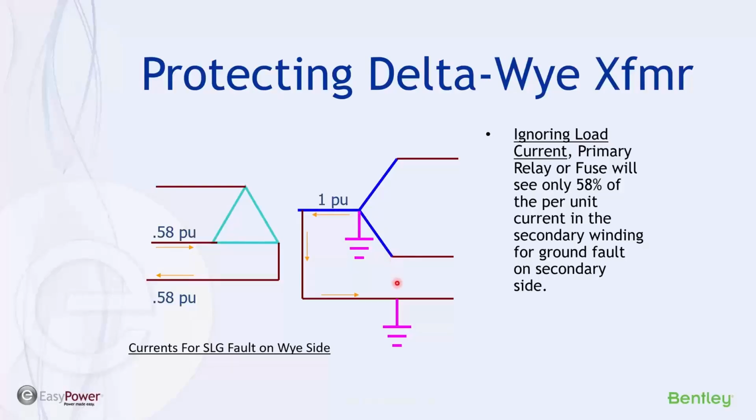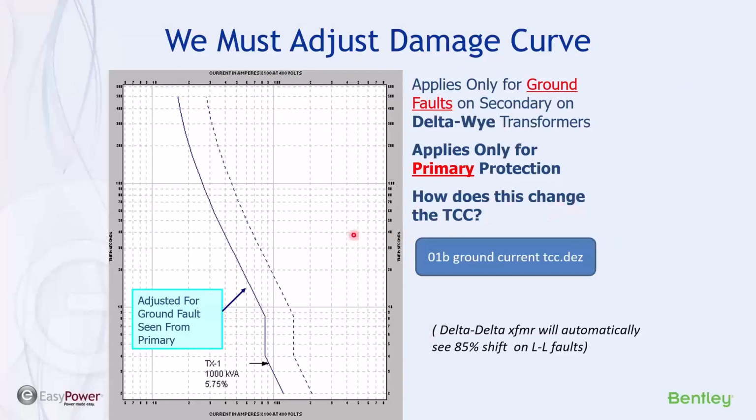but in the magnitude of the current for a line to ground fault downstream, we need to adjust the fact that on the primary side, we're only looking at 58% of what that current is. So the point is we need to have a more sensitive protective device if we're using primary protection. And that's taken into account by offsetting that damage curve when seen by a primary device or primary protection.